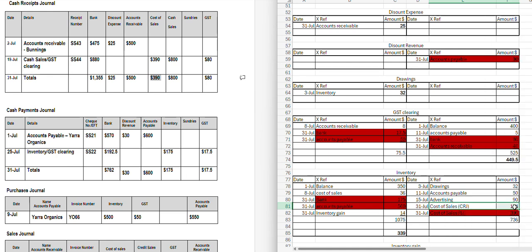Except I've just discovered that I have a gremlin there. So let's just update that, 390.